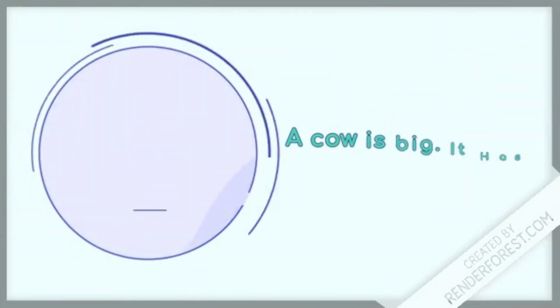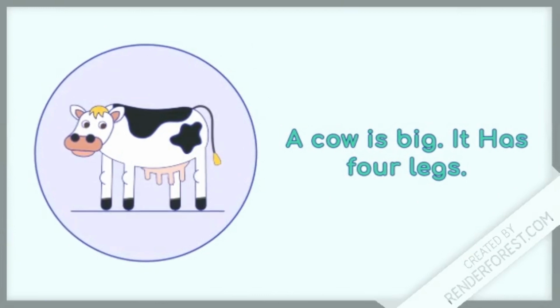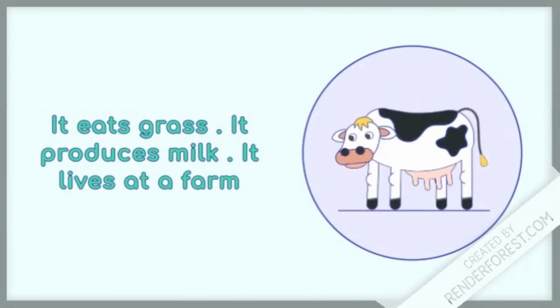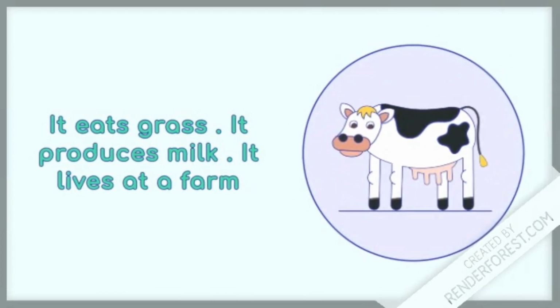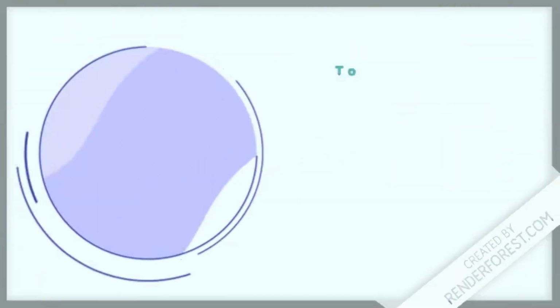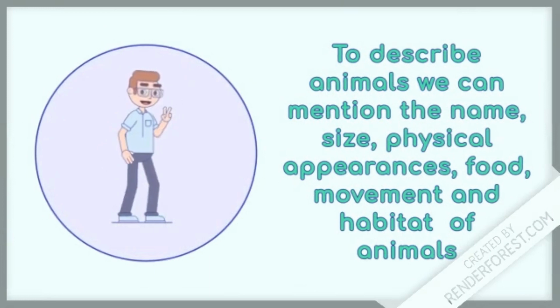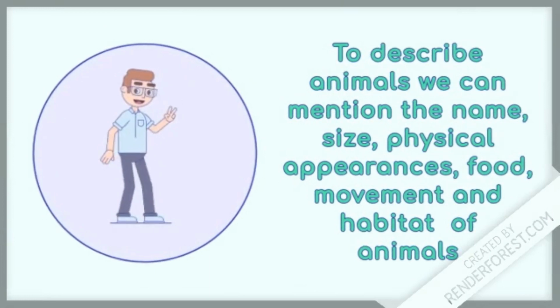A cow is big. It has 4 legs. It eats grass. It produces milk. It lives at a farm. To describe animals we can mention the name, size, physical appearances, food, movement and habitat of the animal.